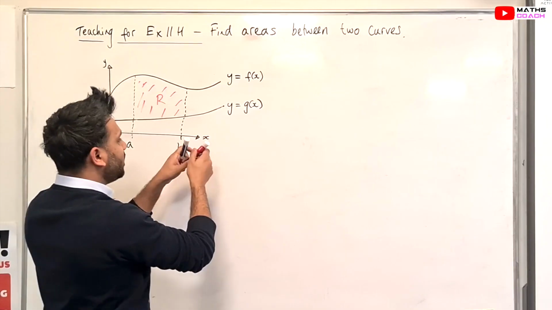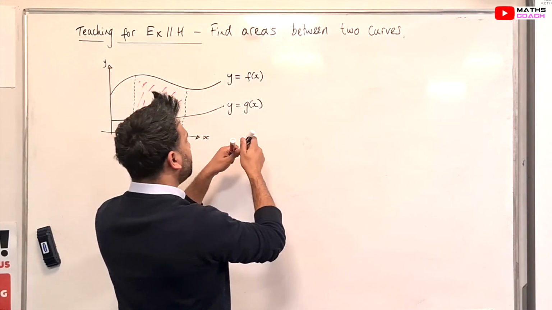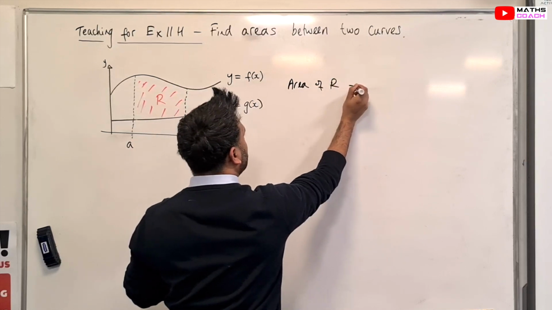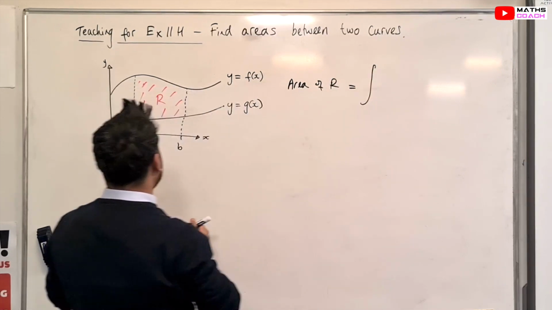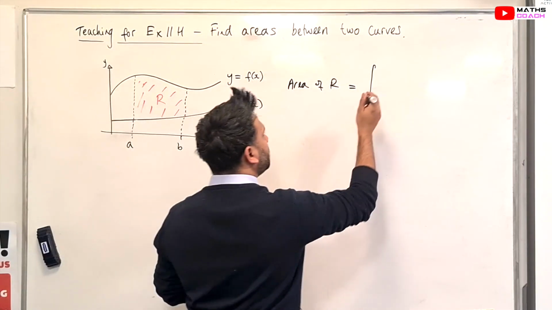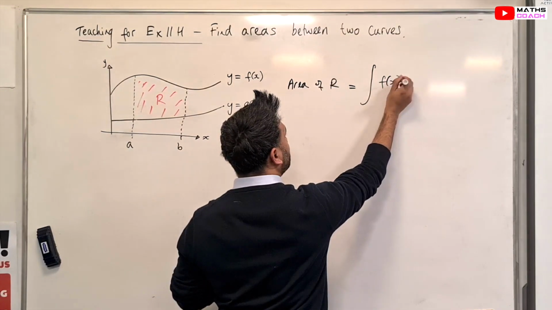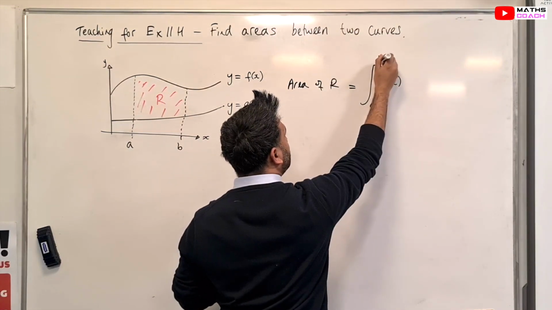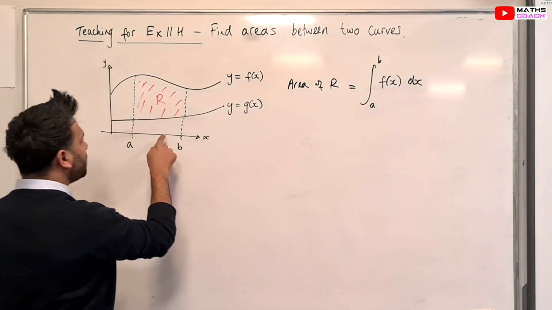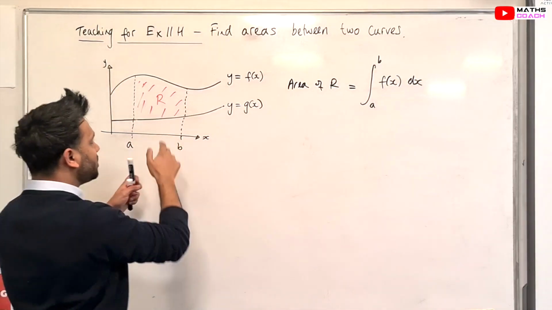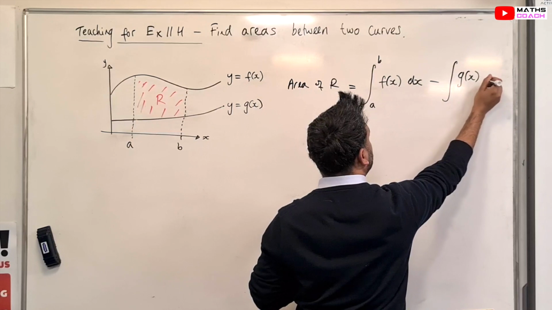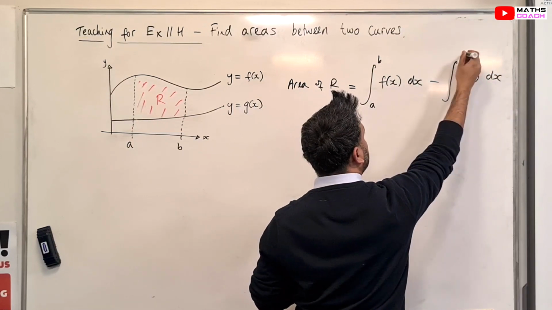Therefore, for the area of the shaded region R, we have to integrate the top curve first to get everything underneath the top curve. So the area is the integration of f of x from x equals a to b with respect to x. And we're going to be subtracting off this area here, which is given by the integration of g of x with respect to x from x equals a to x equals b.